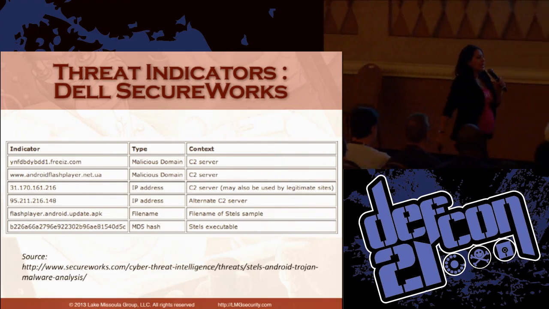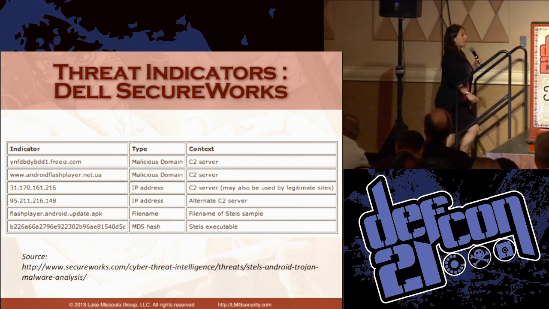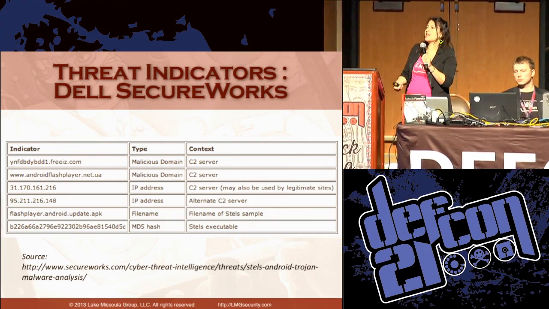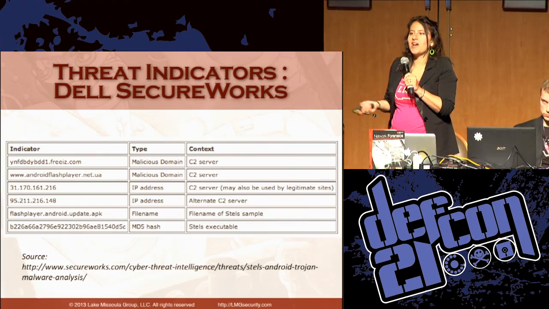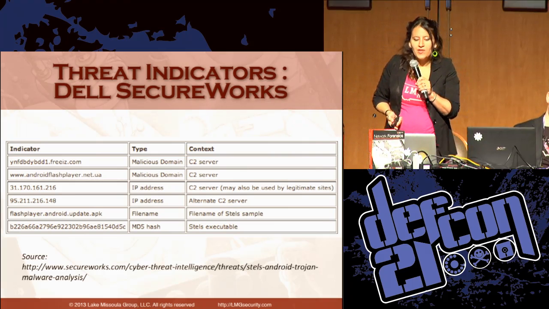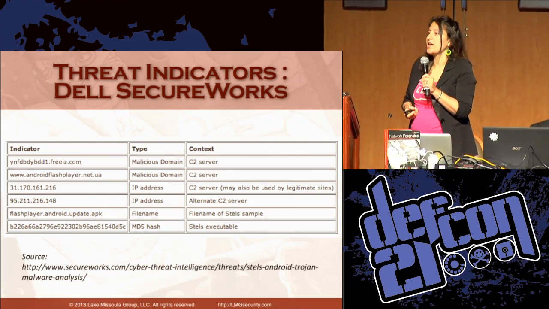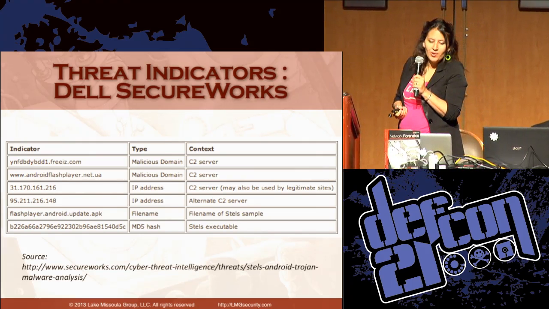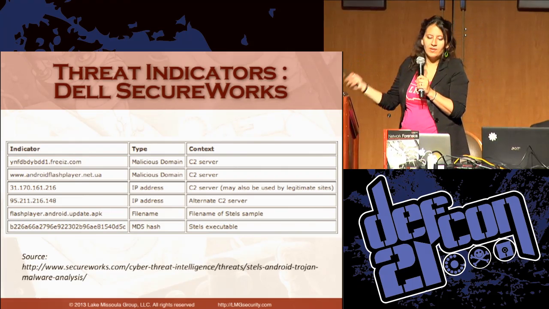So here are some threat indicators that Dell SecureWorks put together for the Android Stealth malware. Android.Stealth has specific command and control servers that are known. There's 31.170 something something. That's a server in the United States, actually. And then the other one, 95, is a server in the Netherlands. There's also a file name that Android.Stealth is typically distributed as, flashplayer.android.update.apk. And there's 2 domains that are in common use right now, the freeiz.com one and the androidflashplayer.net.ua one. So those were things that we incorporated into our Snort alerts.